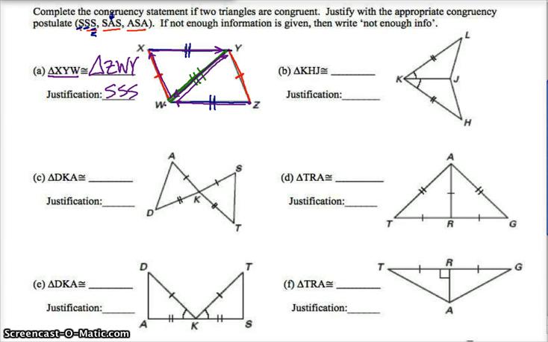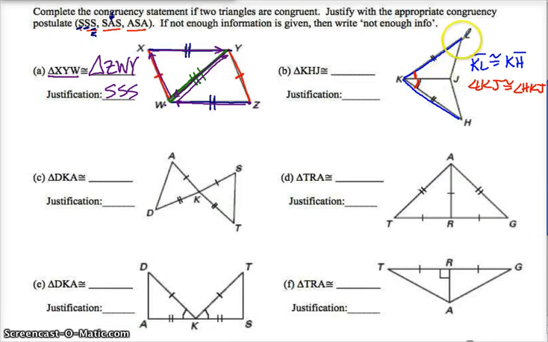Okay, let's look at example 2. Here we have KL is congruent to KH. And then we have angle LKJ is congruent to angle HKJ, right? So this angle here. So these angles are congruent. Okay, what else can we deduce? Is there anything else we can deduce here?